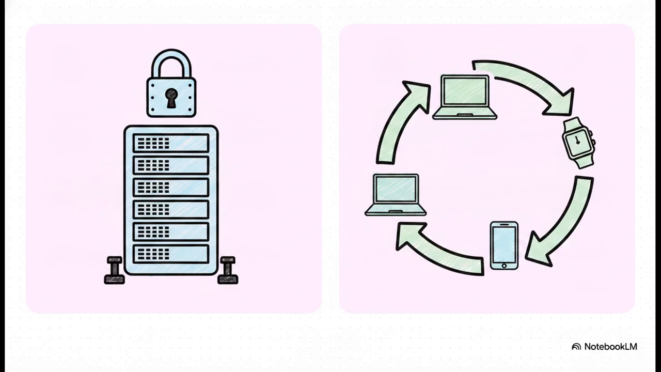Why do we need that? Well, imagine a big database server. Apps are constantly connecting to it. If its IP address just randomly changed one day, every single application connected to it would instantly crash. So stable servers absolutely require a static IP.